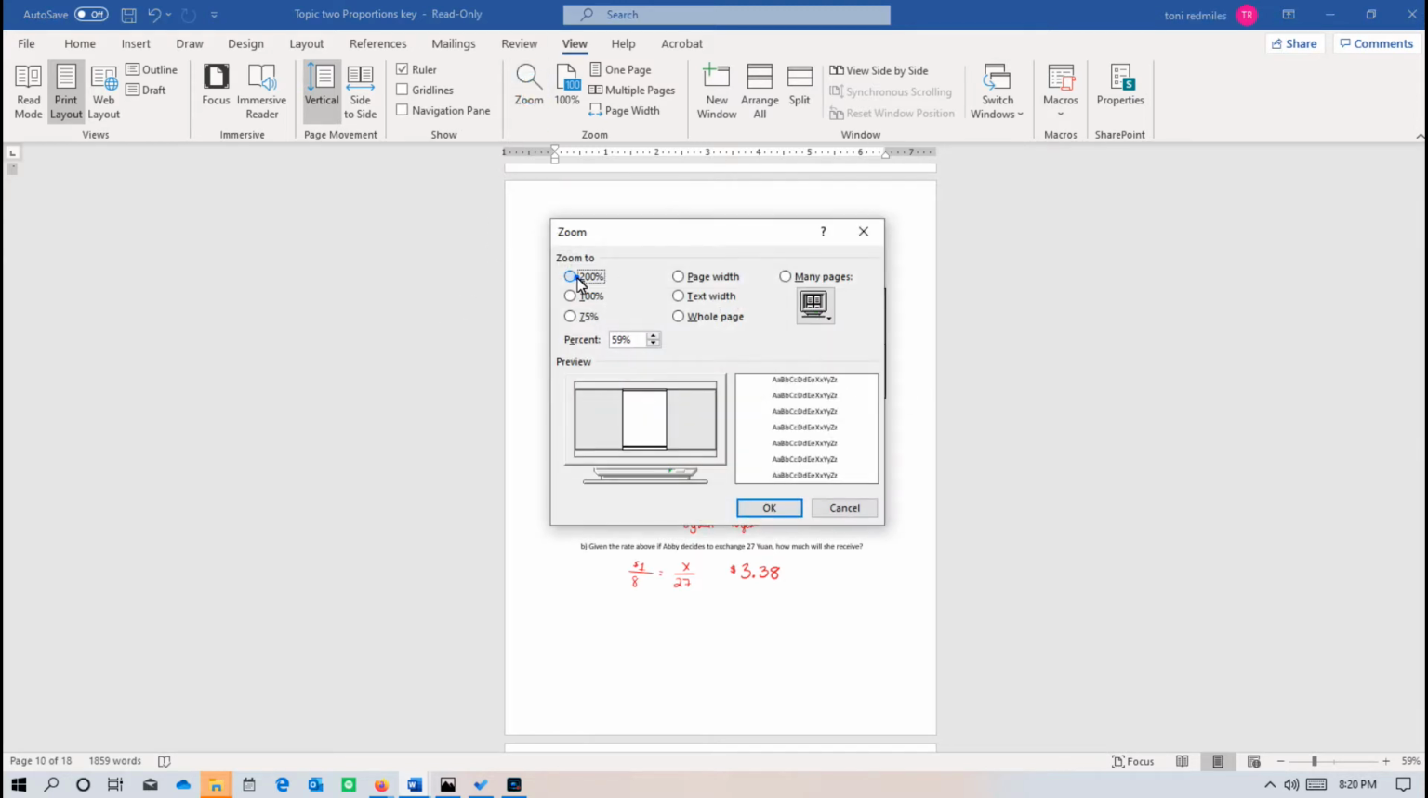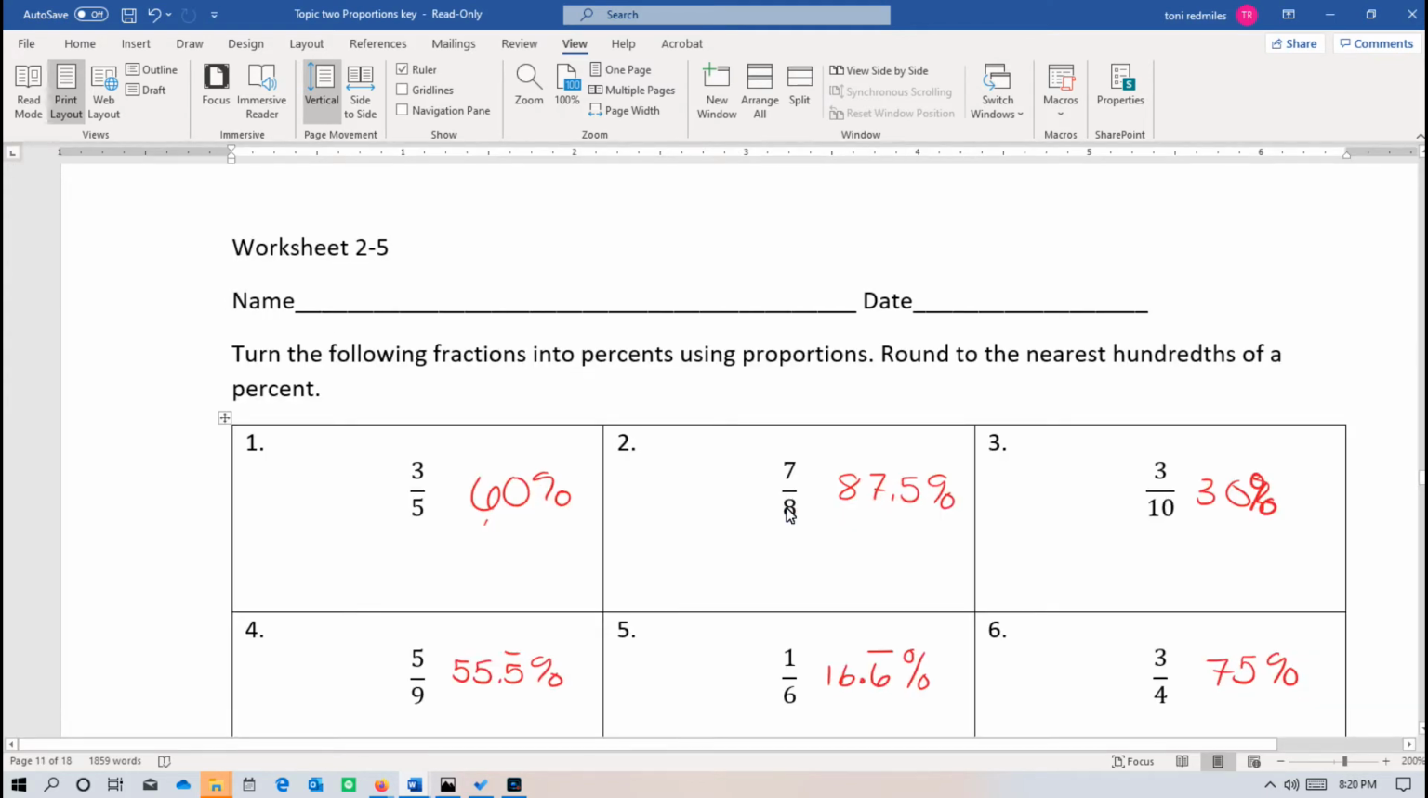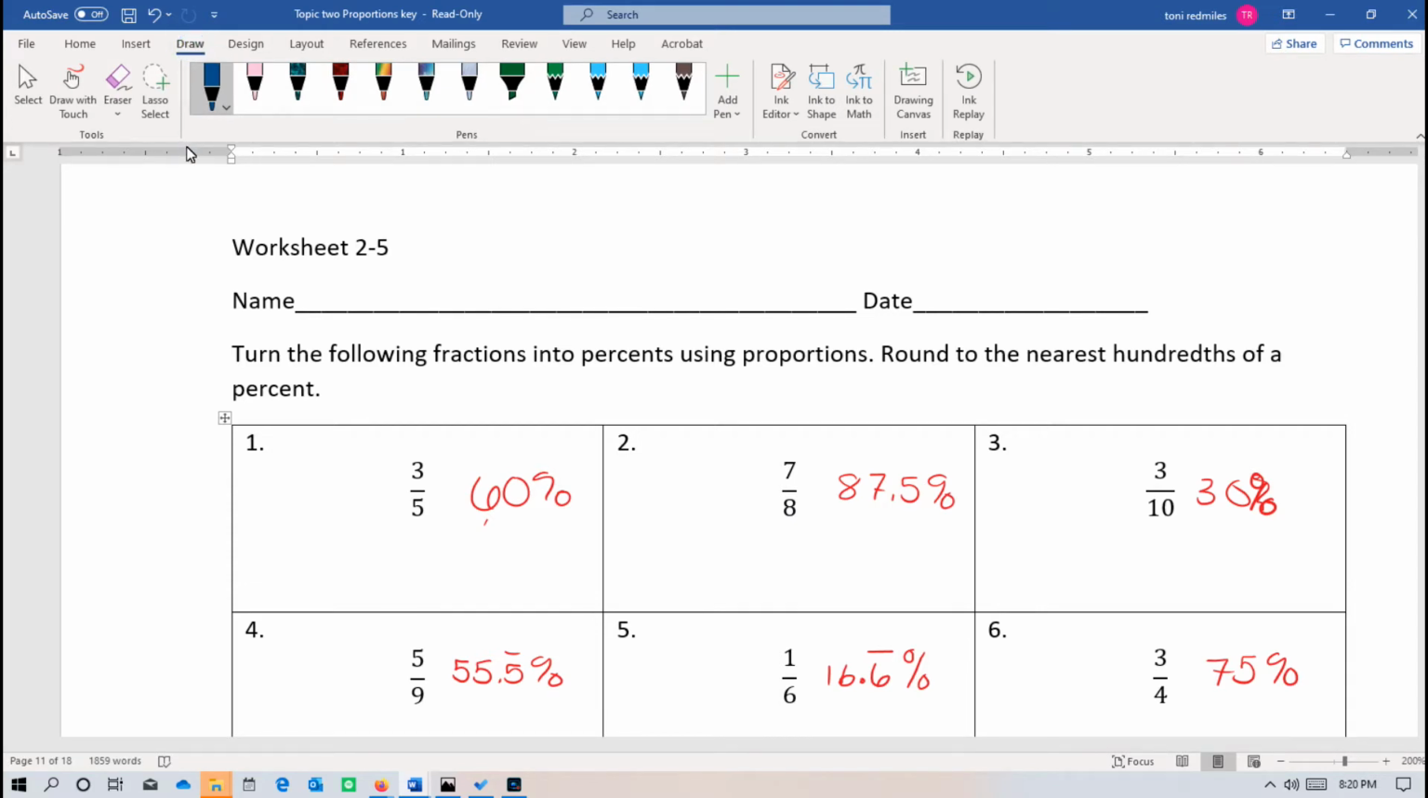So let's go ahead and zoom into 200%, and as you can see, the first thing it says is turn the following fractions into percents using proportions. Well, to turn a fraction into a percent using a proportion, I have to use part over whole equals percent over 100, because a percent's total, or I could put part over total too, or part over place value, whichever way you like to look at your denominator. But that 100 is the total amount of percent a percent can be out of. So whatever the other one, whatever you call it, has to be some sort of total.